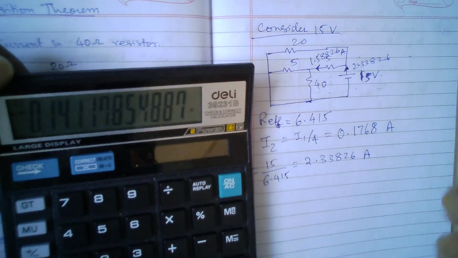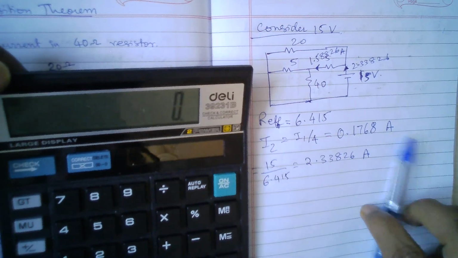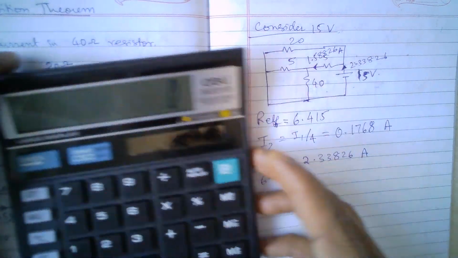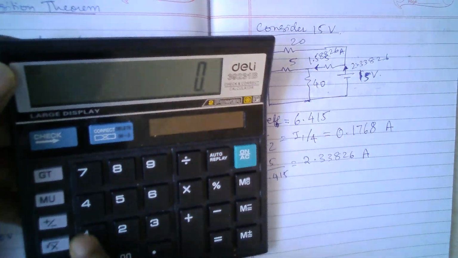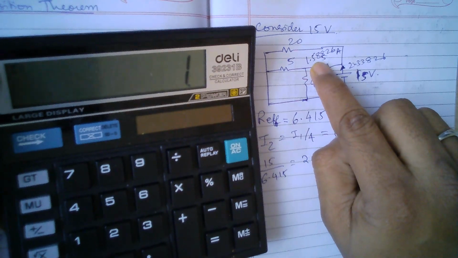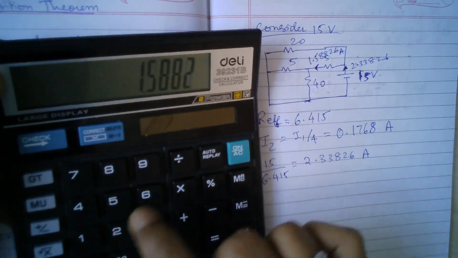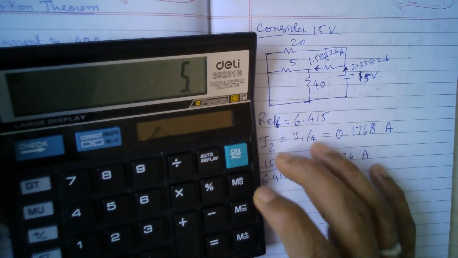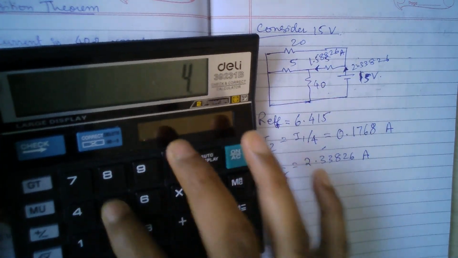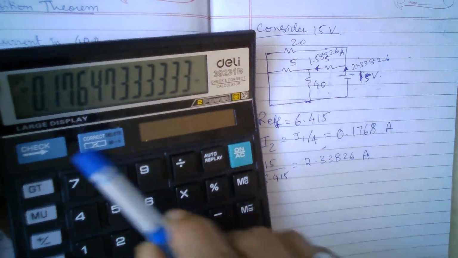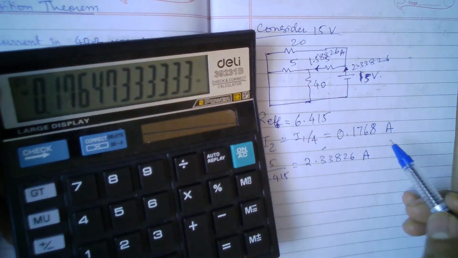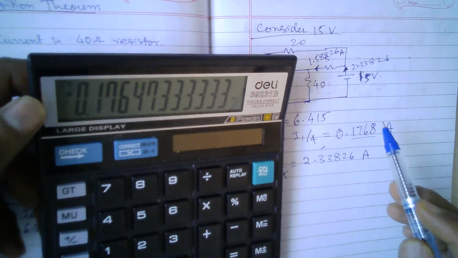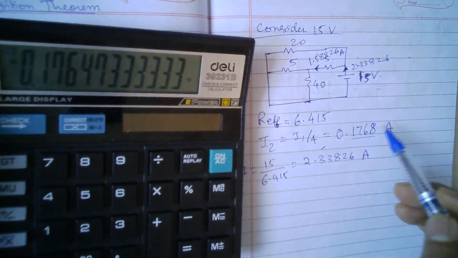I think I made some mistake somewhere. Let me cross check once again. Yes, I just made a calculation mistake. See, this is correct, 1.58826 multiplied by 5 and divided by 45. I'm getting 0.1764, or 0.1768, so this is more or less matching with that. In fact, this could be more accurate.